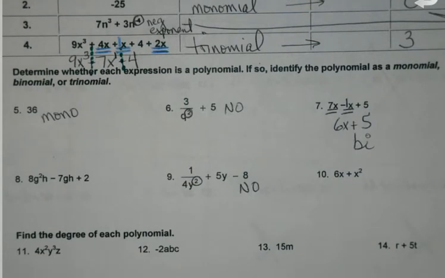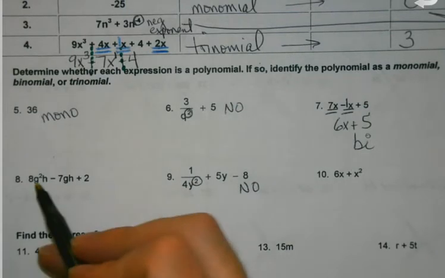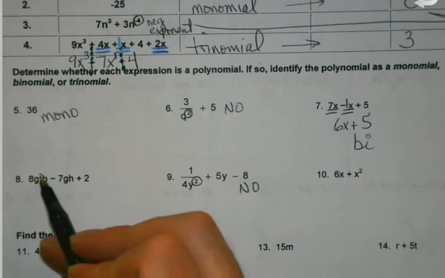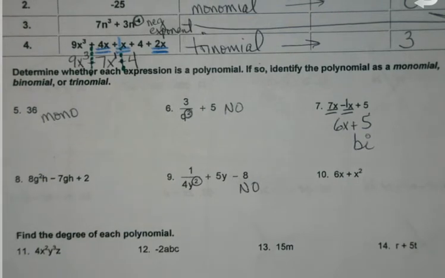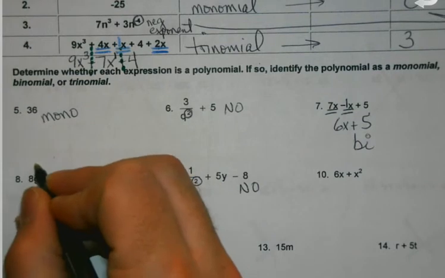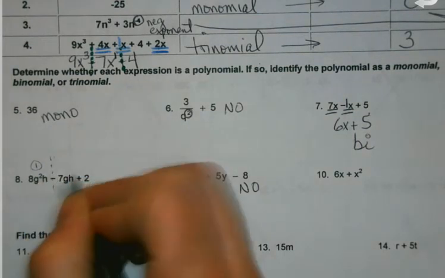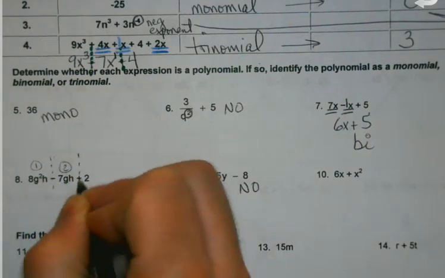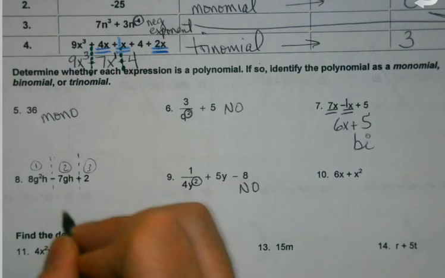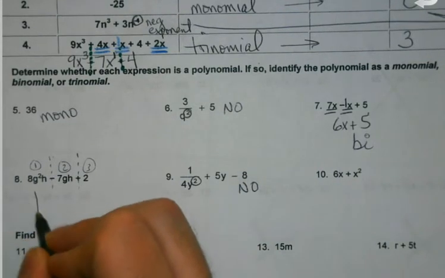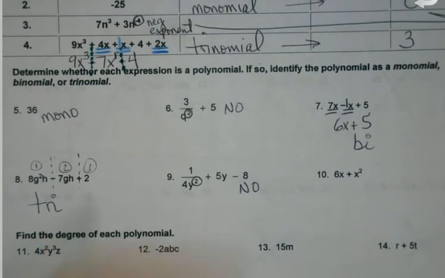So let's see. In number 8, can I put those first 2 things together? Nope, they're close. I know they both have a g and an h, but this one's got a g squared. It makes it a little bit different. So nothing to combine, so how many terms have I got? 3. I got 1 here, and then I got 1 here, and then I've got 1 here. So 3 terms makes it trinomial, like a tricycle or a triangle.